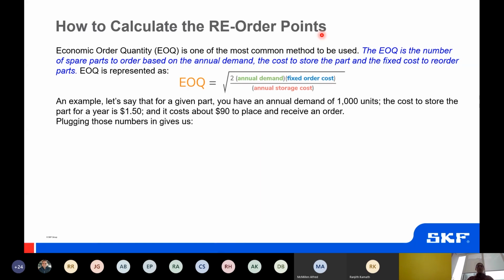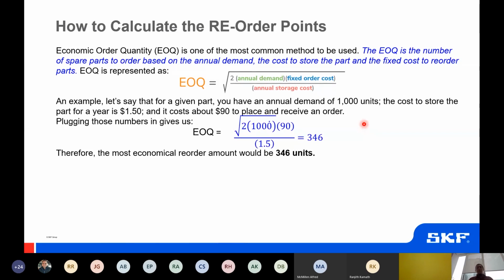So this is the simple calculation that you might use, but please remember this EOQ formula only works well for consumption items or consumption spares. So here, let's say one part has an annual demand of 1,000 units. The cost to store is $1.5 and it costs about $90 to place and receive an order. By putting all the numbers into the calculation, the most economical reorder amount would be 346 units.